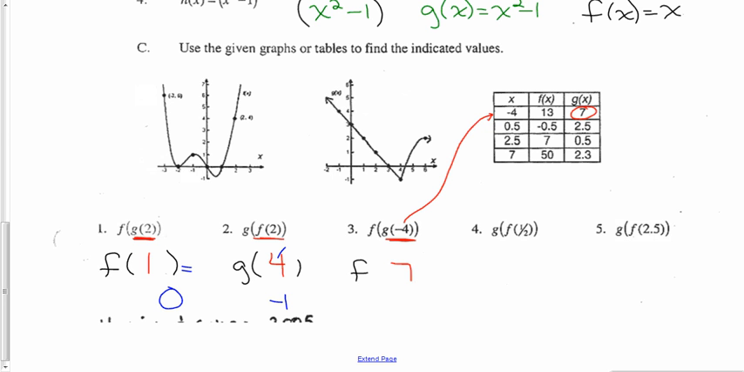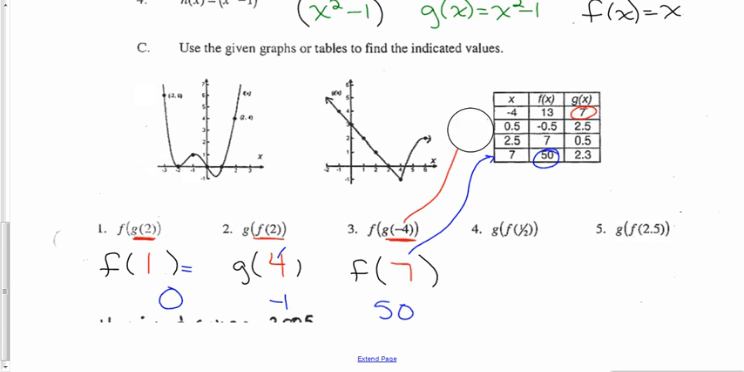Once I've outputted that, I need to take f of 7. So again, looking at my graph, x values do not go up to 7 on my graph. For f, it goes up to 3. So I need to use my table. So I'm going to take this value. Here's my x value. And now I want f of 7, which is 50. So f of g of -4 is 50.